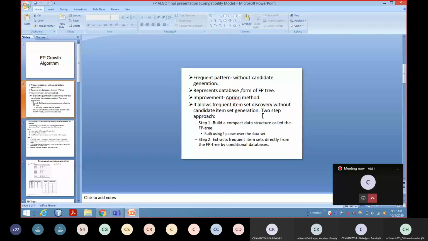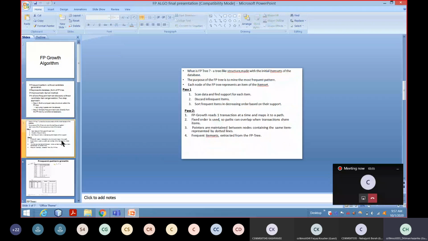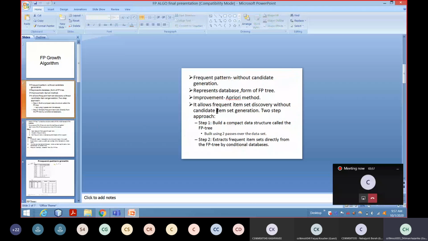There is a two-step approach. The first step is to build a compact data structure called an FP tree, which is built using two passes over the dataset. Step two is that it extracts frequent item sets directly from the FP tree. Now, what is an FP tree? It is a tree-like structure made up of initial item sets of the database.